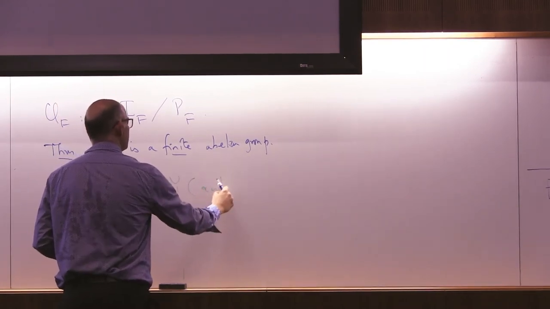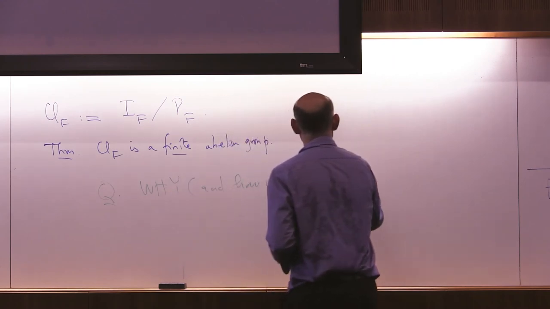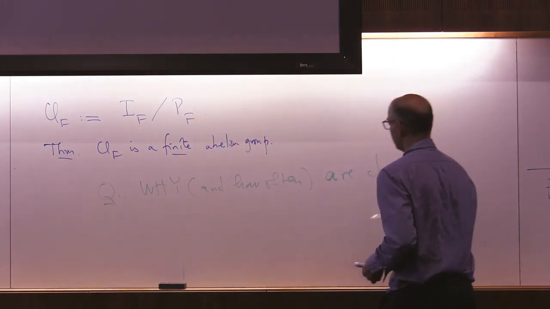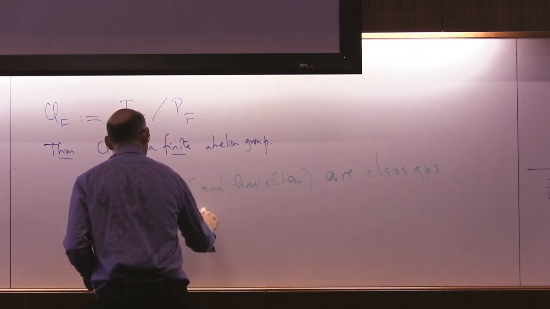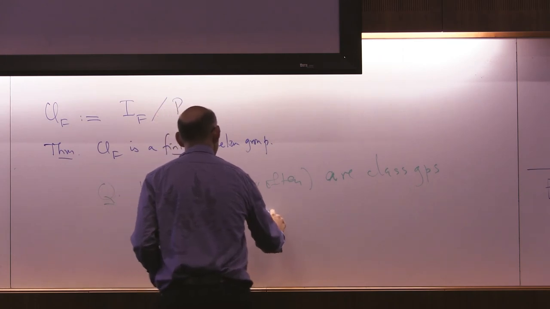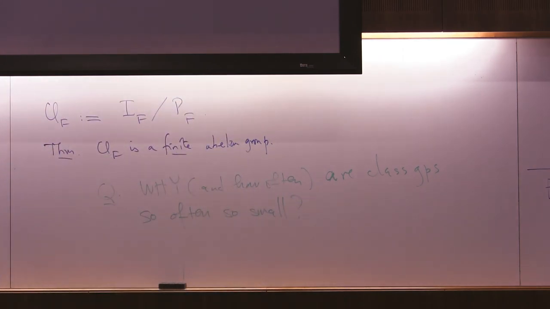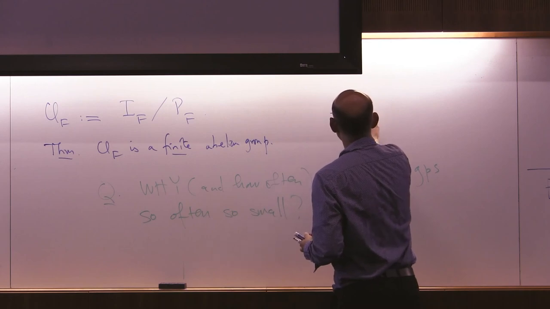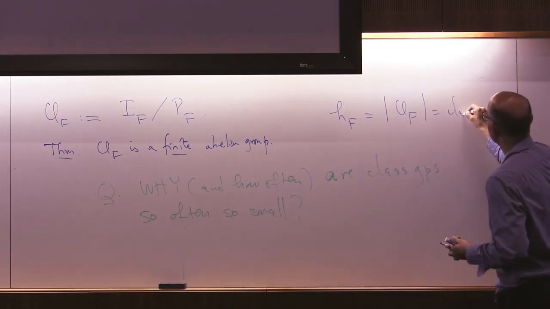But again, if you want to think deeply about some very simple things, here's the question: why and how often are class groups so often so small? Don't even think about proving that they're trivial. Just explain to me why they're small. They tend to be. So h_F, by the way, is the size of the class group, and we call this the class number.